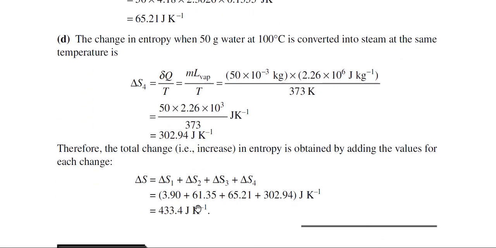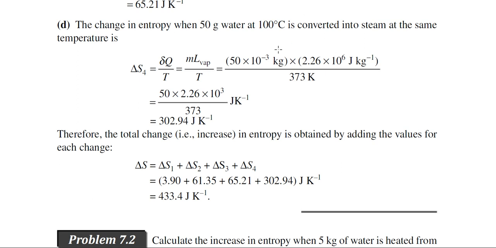So after reaching 100 degree centigrade, what happens? The water is converted into steam, and in that case, what formula will be used? That is delta Q by T, that is mL by T. But here the value of L will be used for latent heat of vaporization. So this is the latent heat of vaporization. Mass is unchanged, but you have to convert the mass into kg unit. T is the temperature, that is 100 degrees centigrade, which means 373 Kelvin. So this is the entropy change when water is converted into steam.